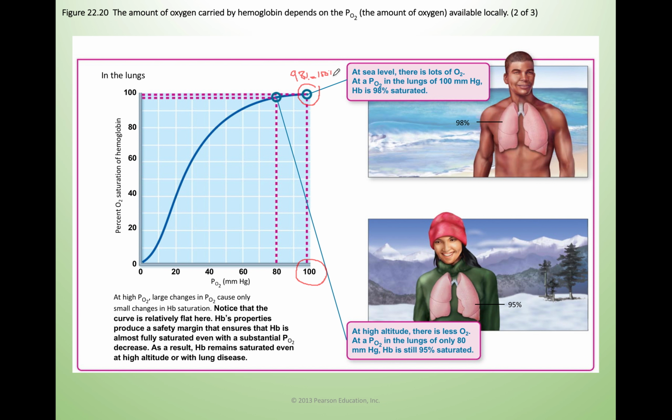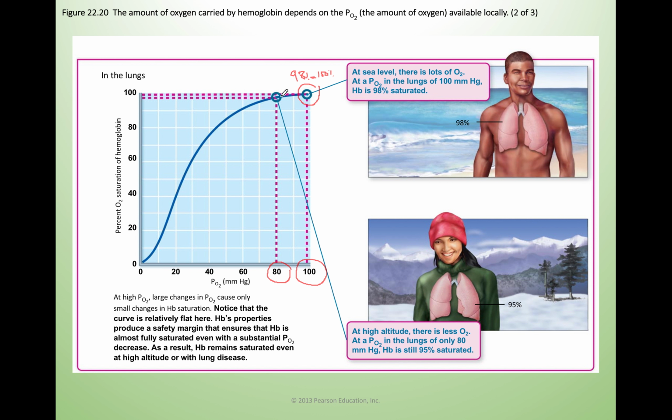You're fully saturated. So what happens if you go to high altitude when it comes to the pressure of air as a whole? When you go up in altitude, the pressure of air is going to drop, and that also implies that the pressure of oxygen will also drop. So let's say at high altitude, your pressure of oxygen drops to about 80 millimeters of mercury. Sorry, not high pressures, at high altitudes.